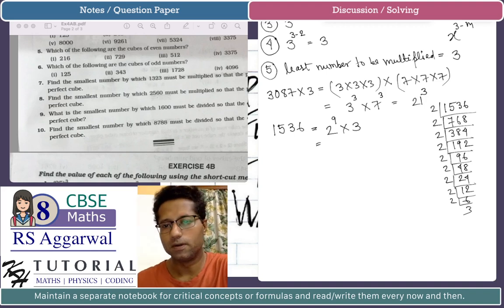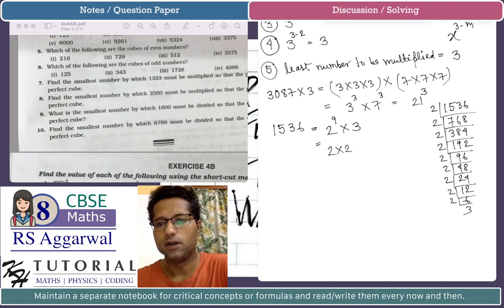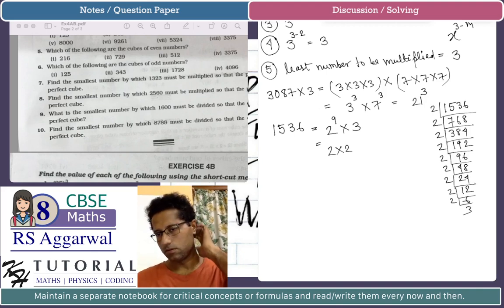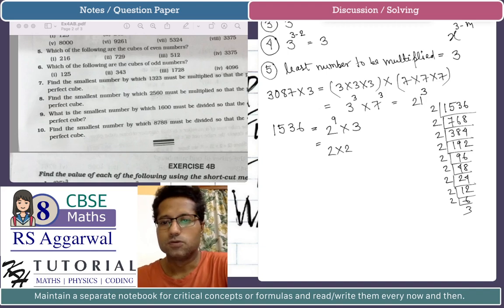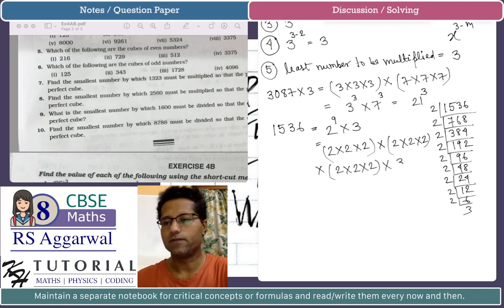Now let me write down the prime factorization completely. So we have 2 into 2 into 2. This will make one triplet definitely. There will be another triplet of 2's. There will be 3 triplets of 2's. And we have the only prime factor 3 left behind, which is not part of any triplet.